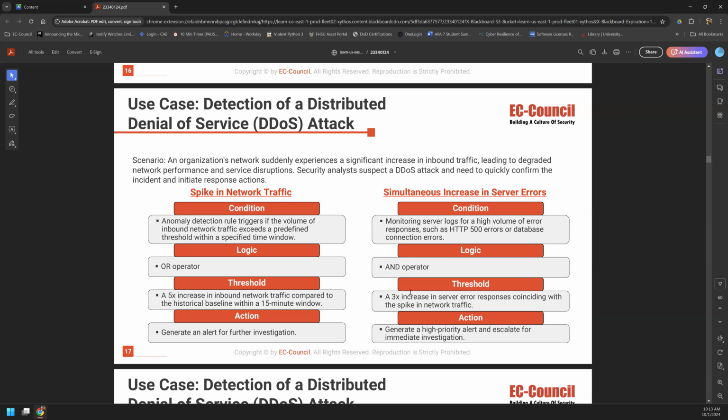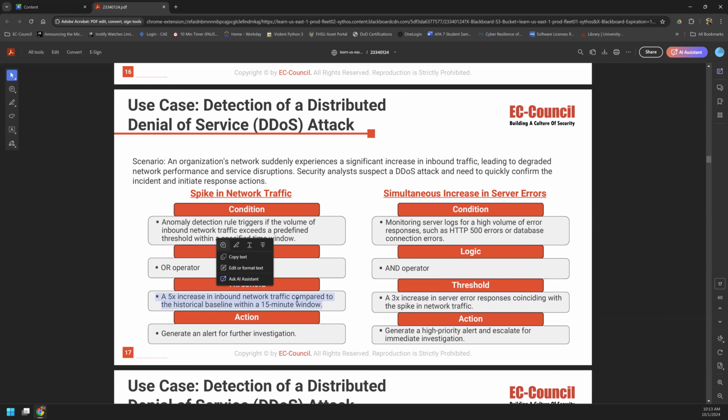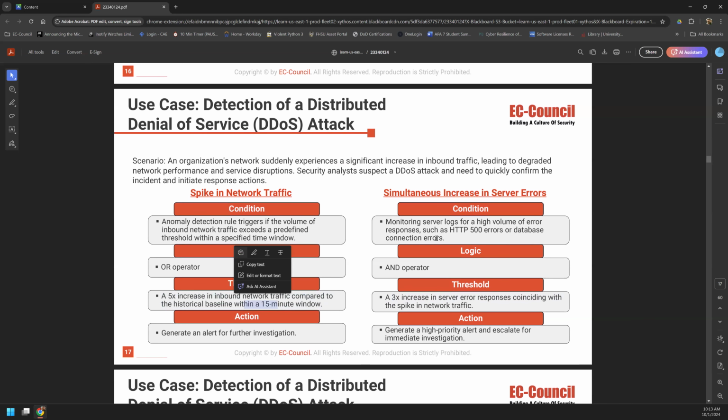So the real goal here is, if you'll notice on both of these, they require us having some type of baseline. How many errors would we normally see within a X amount of period? And in this case, it would be a 15-minute window. So how many errors would we see within a 15-minute window? Do we see a 3 times increase in those server responses going through there? And then if that matches with a 5 times increase in inbound traffic, we know we possibly have a denial of service attack going on.